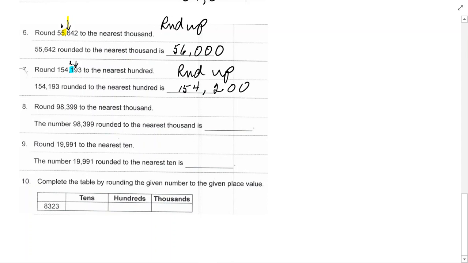All right, next one. We're supposed to round to the nearest 1,000. What's sitting in the thousands place? An 8. What tells us what to do is the number behind it. It is a 3. It says same. Leave it the same. So it will be 9, 8, finish with zeros.